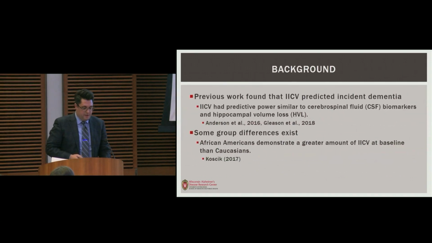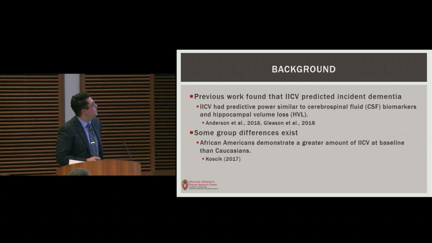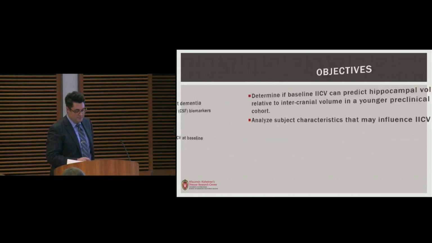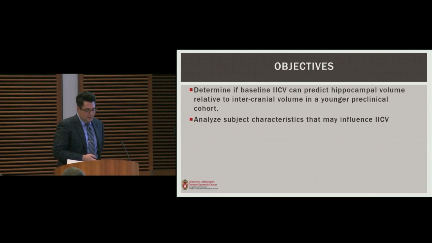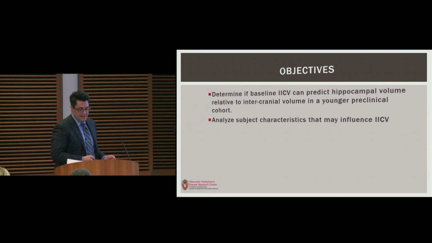So some work done here at the University of Wisconsin in the Gleason lab found that IICV predicted incident dementia. So IICV was found to have similar predictive power to cerebrospinal fluid biomarkers and hippocampal volume loss. And then we also found that some group differences exist. For instance, African Americans demonstrate a greater amount of IICV at baseline than Caucasians. So our objectives were to determine if baseline IICV could predict hippocampal volume relative to intracranial volume in a younger preclinical cohort, and to analyze subject characteristics that might influence IICV.